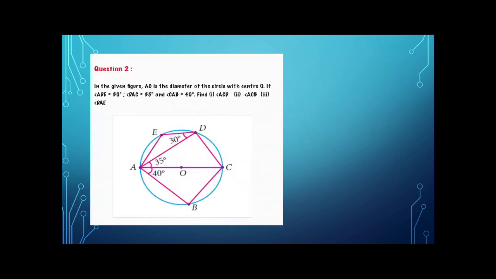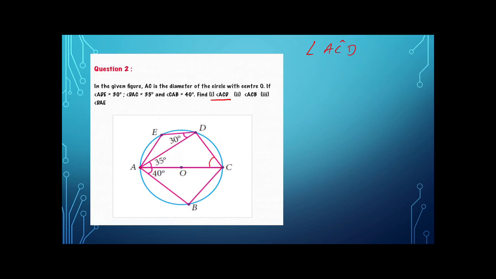Okay, in the figure, we're given AC as a diameter with a center O. And we're told some of the angles, and as you can see, those angles there. Okay, we're being asked to find angle ACD. So let's write that there, ACD. I'm going to put a little hat on the C. Let's find that angle. So ACD, so that's that angle there.